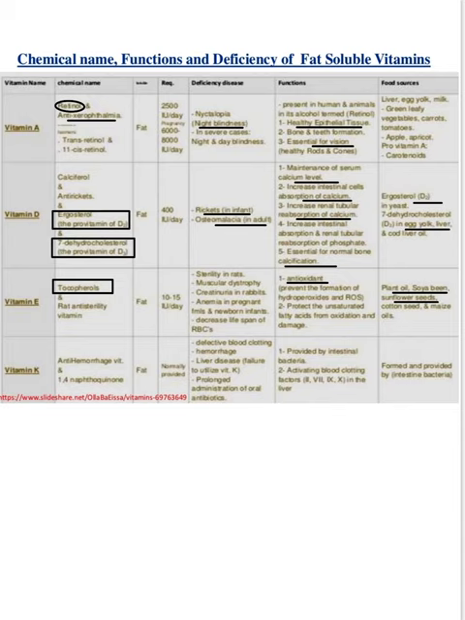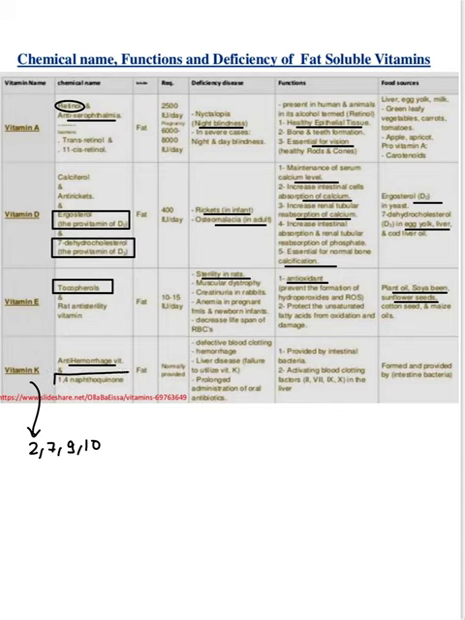So see, what does deficiency cause? It can cause sterility in rats and muscular dystrophy. Now coming on to vitamin K. We might have remembered that vitamin K synthesizes the clotting factors. What are those clotting factors? That is 2, 7, 9, 10. Hence it is an anti-hemorrhagic vitamin.